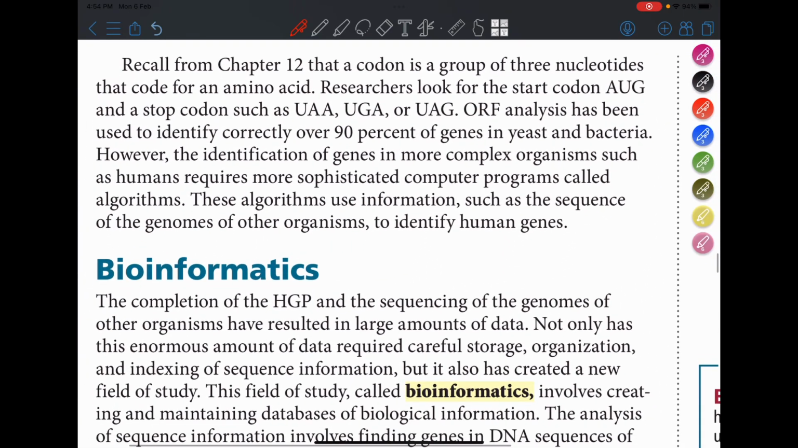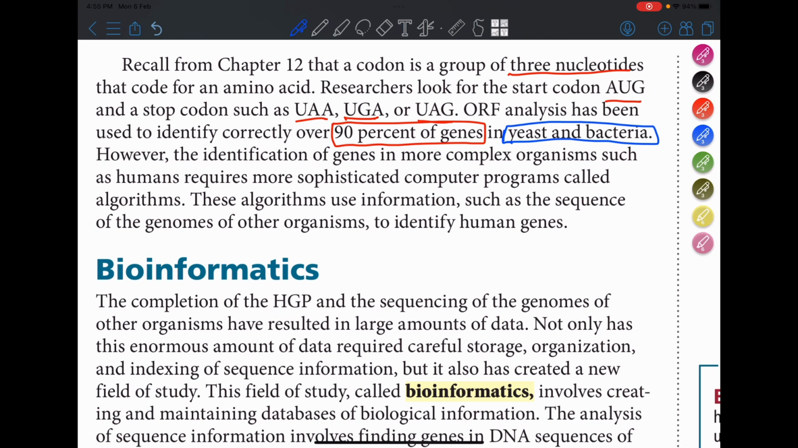So we talked about how a codon is a group of 3 nucleotides that codes for an amino acid. The start codon is AUG and the stop codons are UAA, UGA, and UAG. Now, open reading frame analysis has been used to correctly identify over 90% of genes in yeast and bacteria.